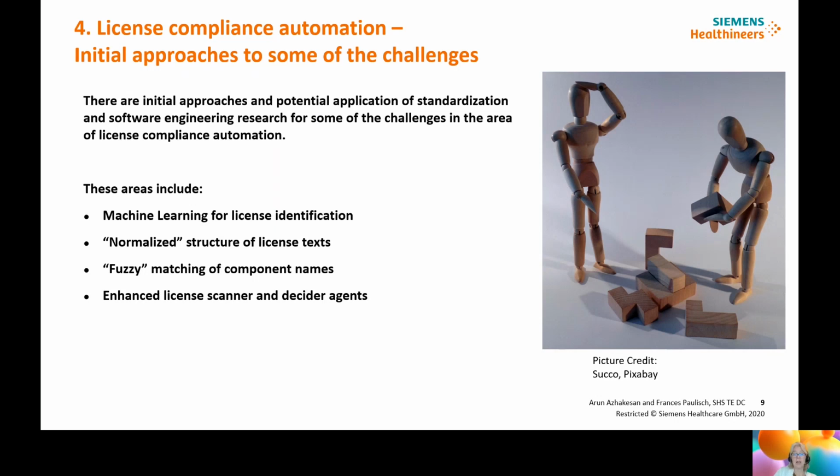When matching component names, because there's no standard, sometimes the challenge is whether this is exactly the same component name or not. So some fuzzy matching is another area that would be helpful in some cases. And also there's some initial research in the area of having enhanced license scanners and decider agents. For example, to be able to have a hybrid approach of having a rule-based approach combined with some kind of machine learning approaches.